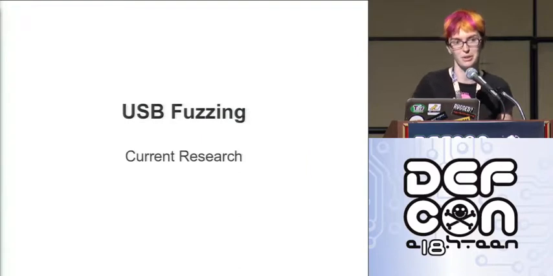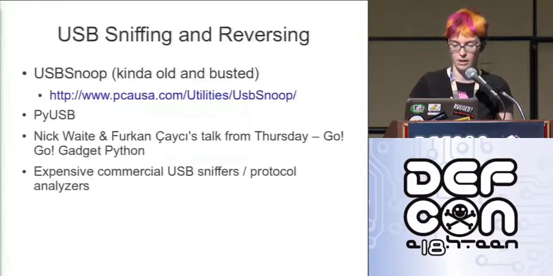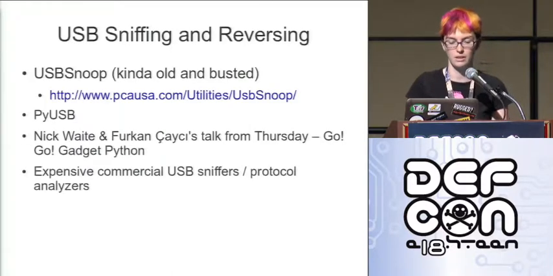Back to USB fuzzing. I'm going to do a little bit of a summary about the current research and then hand it back over to Follower. So in terms of USB sniffing and protocol reversing, there's the sort of old and busted USB snoop, which is still workable up to Windows XP, but doesn't work on Vista or 7. It is useful, but produces kind of crappy output. PyUSB is useful for that as well. And Nick and Furkin gave a talk on Thursday called Go Go Gadget Python, where they did a bunch of protocol analysis on the USB snoop output using Python. So that's definitely worth checking out.